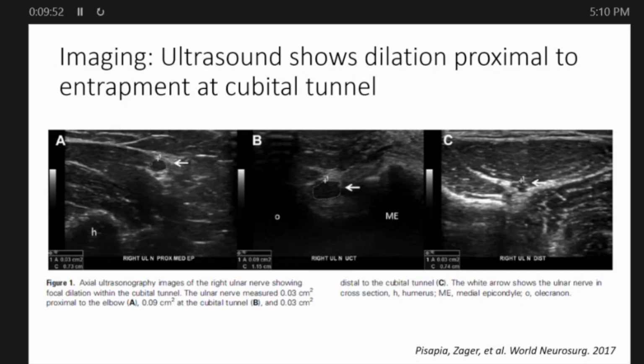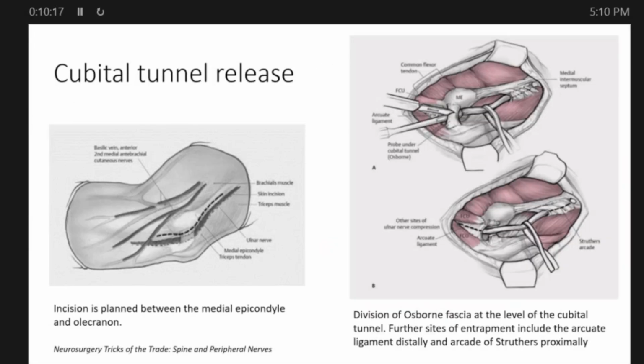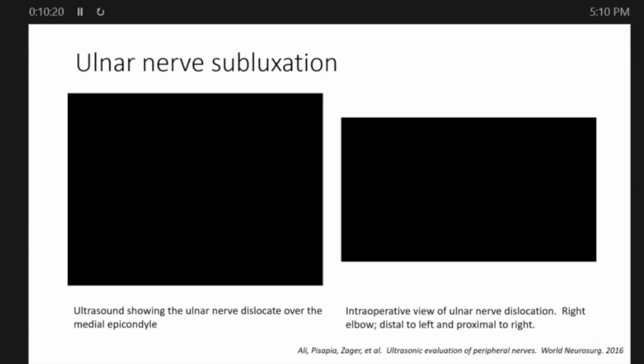So I still now recommend the in situ decompression for most patients if they're not subluxing or if they don't have a distorted anatomy at the elbow due to prior trauma. Or if they have failed a prior simple in situ decompression, that's another indication for a submuscular transposition in my practice. We have some images to show about some of the topics that we covered here.